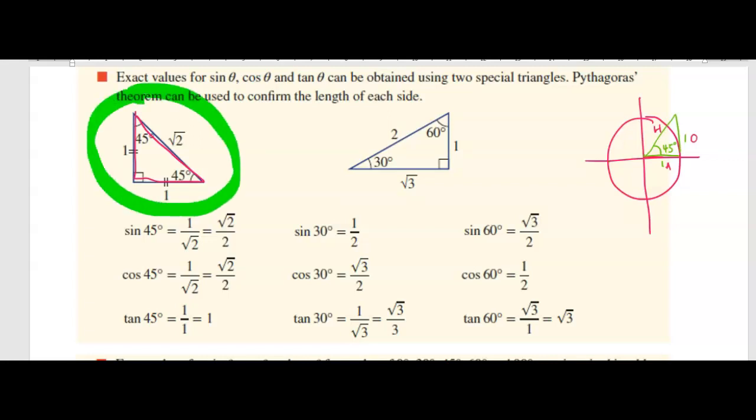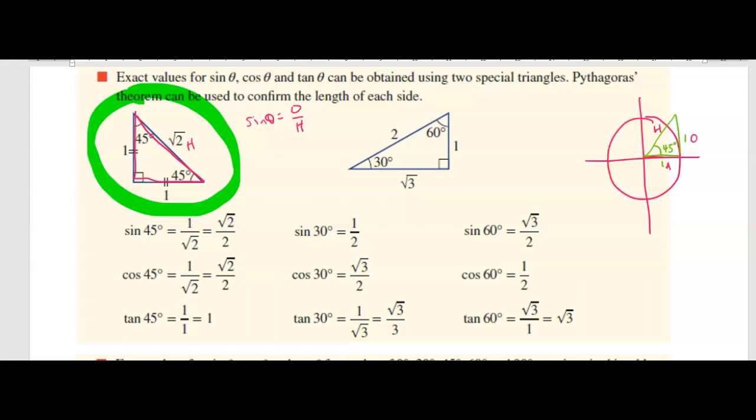Or you could use Pythagoras' theorem. If you're wondering how we get 1 and 1, that's just the radius of your circle. And then the root 2 you can get from Pythagoras' theorem. Now, sine theta, remember, is opposite over hypotenuse. So in this triangle, our hypotenuse is root 2, your opposite is 1, and your adjacent is also 1. So that's how we get 1 over root 2.